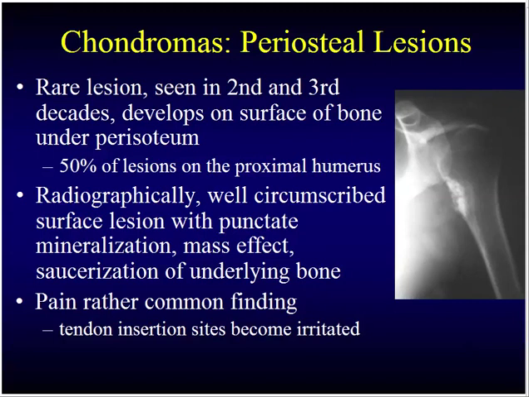Okay, periosteal lesions, periosteal chondromas, are relatively rare. Almost always when you see them, it's in the proximal humerus. This picture actually has been used two or three times on the boards for the periosteal chondroma. And you see this thing nestled with some calcification right in the cortex. Well circumscribed, punctate mineralization, small mass effect, and so-called saucerization, kind of sort of volcanic erosion into the underlying bone. Pain is common with these. It's probably because you get pain at the tendon insertional sites.